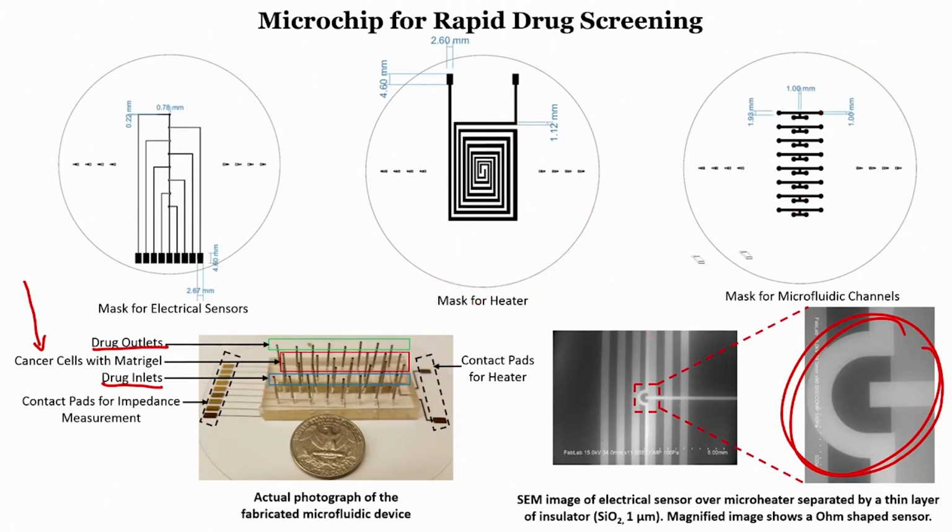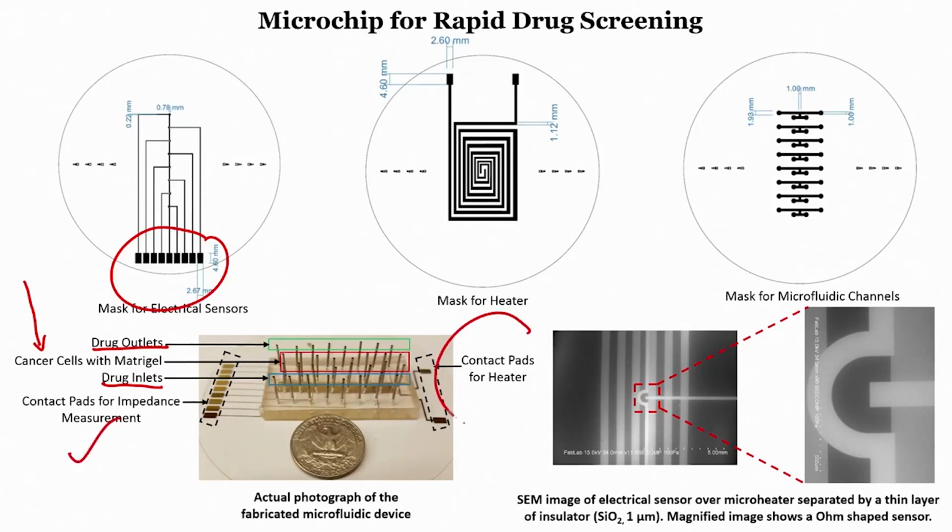So, let us now see how we can fabricate the device, and we will discuss in detail how this device can be used for rapid drug screening. Right. The electrodes, for sure, are used for impedance measurement, which is given here. The heater contact pairs that we have just seen are used to apply power, so that the heater can achieve 37 degrees centigrade temperature. Right. So, let us see one by one.